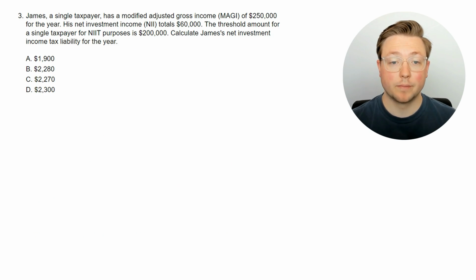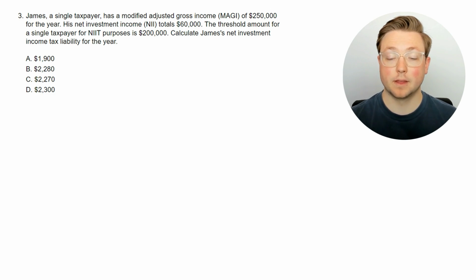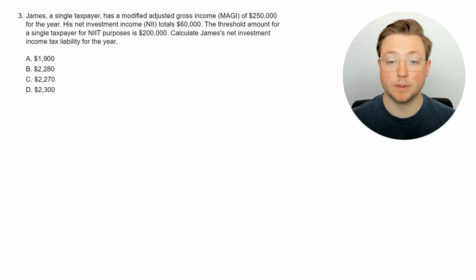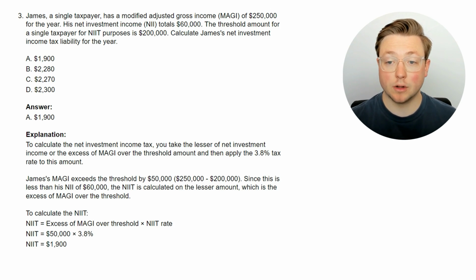Okay, here's question 3. James, a single taxpayer, has a modified adjusted gross income of $250,000 for the year. His net investment income totals $60,000. The threshold amount for a single taxpayer for net investment income tax purposes is $200,000. Calculate James' net investment income tax liability for the year. Okay, we have no idea how the net investment income tax works, so let's go into the answer to learn how this works. Okay, the answer is $1,900.